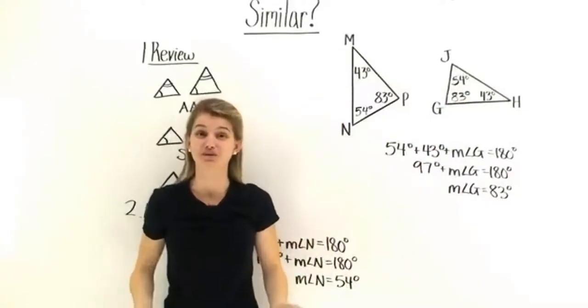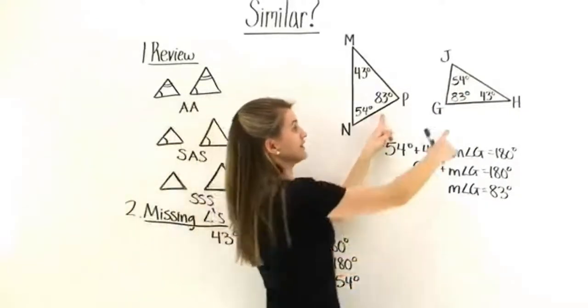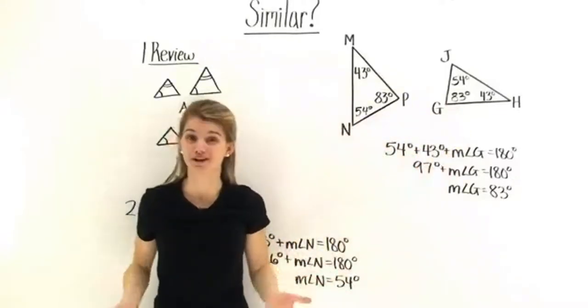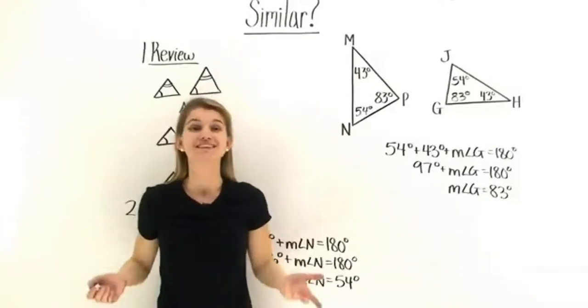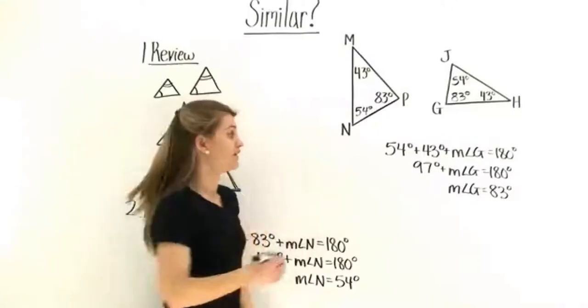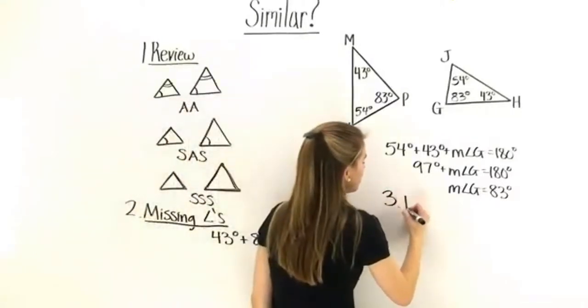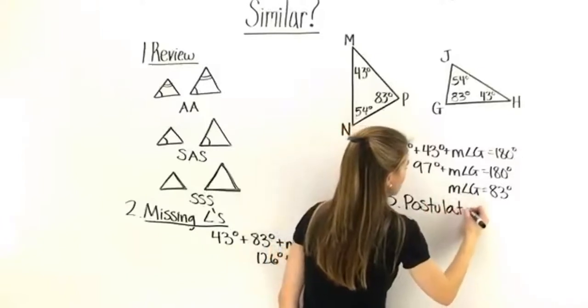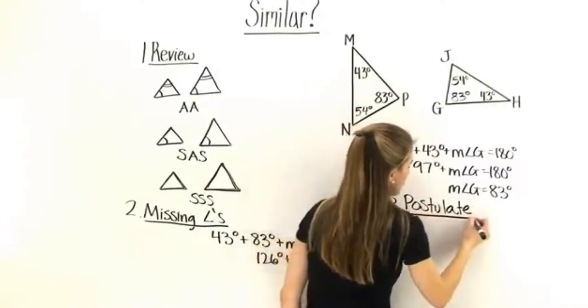And take a look at our third pair of angles. 83 degrees and 83 degrees. Those angles are also congruent. So we have three pairs of congruent angles. We're going to say that these two triangles are similar by the angle-angle triangle similarity postulate. So we can say by the angle-angle triangle similarity postulate that these two triangles are in fact similar.